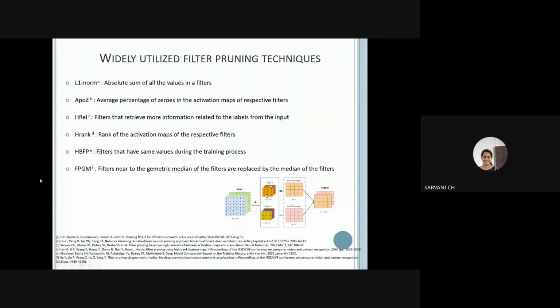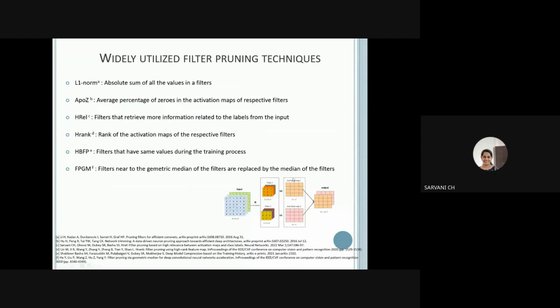And then there is a paper by Hu et al. It is based on average percentage of zeros. If you can see, these are the activation maps. Suppose a filter is generating activation maps with most of them being zeros here. So it is clear that it is not of much importance. If it is containing more number of zeros, it is obviously not having much importance or contribution towards the performance.